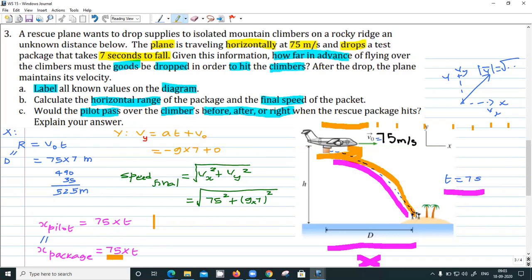But you just analyze the x motion now. Forget the y motion. Okay, so the x motion velocity is constant. So the x of the package is also 75 times t. At any time instant, the x of the pilot and x of the package will be the same. At 1 second, the package has reached here and the plane has reached here. At 2 seconds, they're at the same spot horizontally. And when it hits the ground, the airplane is here, because the horizontal velocity is the same for both.